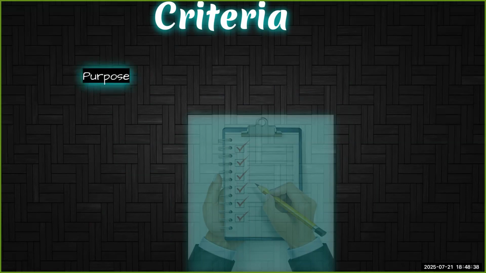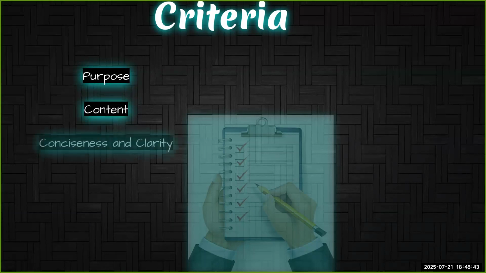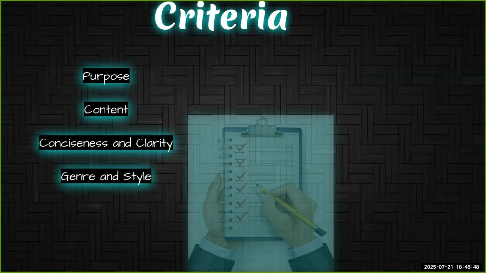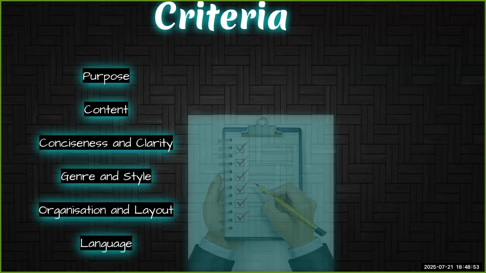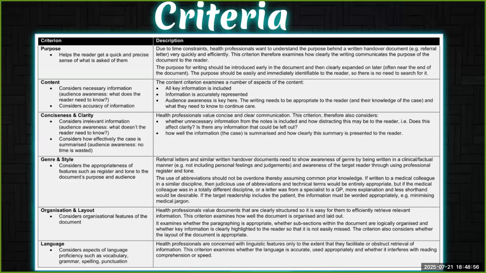So the writing criteria are first of all, purpose, content, conciseness and clarity, genre and style, organization and layout, and finally, language. Now, briefly, each one of these is designed to make the letter as clear as possible, as easy to understand as possible. So each one of these is designed to make part of the letter clear.